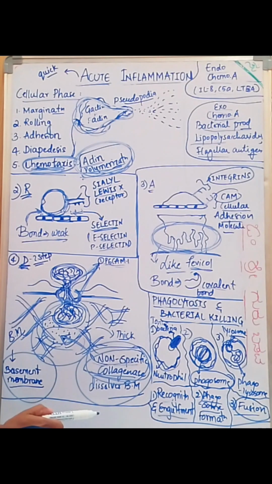So talking about the outcomes of the acute inflammation, if it gets resolved in 24 hours, then it's by the macrophages. If it's not, then chronicity will develop by the standard macrophages. So this was all about the acute inflammation.